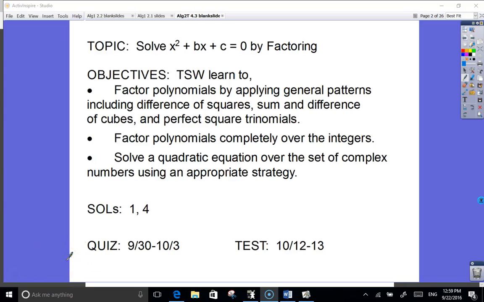If everything goes the way I think, we're going to take a quiz on 9:30. What is today? 9:22. So that's probably next Friday. And it'll be mostly about factoring.